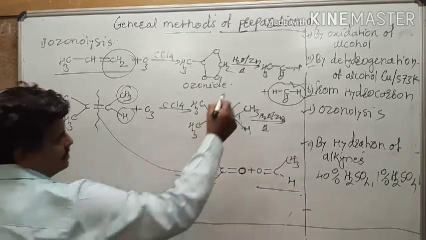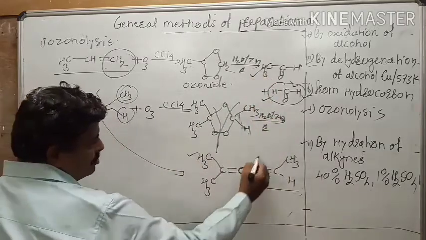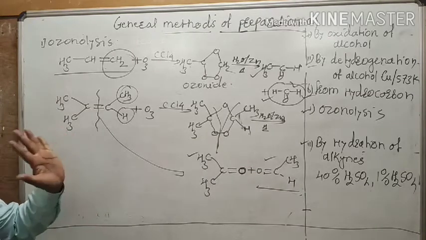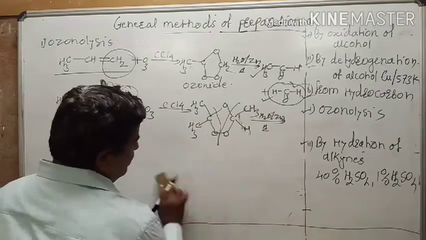By using this reaction we can prepare acetaldehyde, formaldehyde, acetone, or again acetaldehyde. So this is another method by which we can prepare aldehyde and ketone.